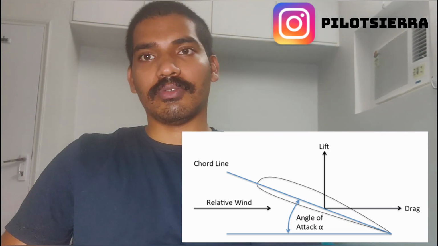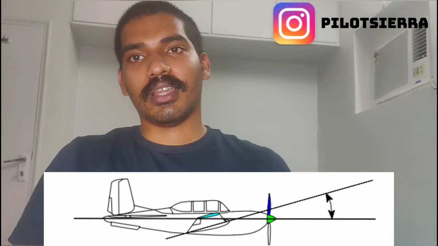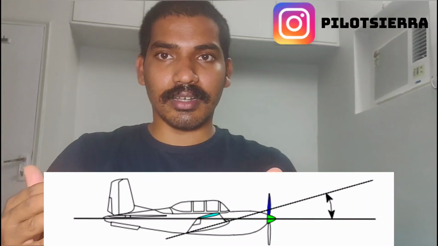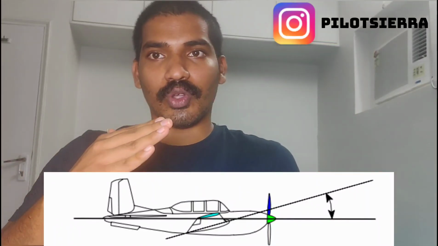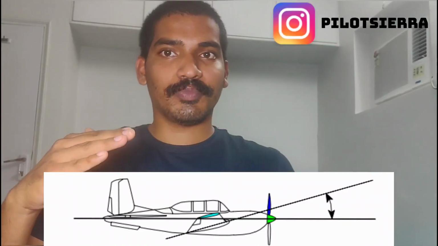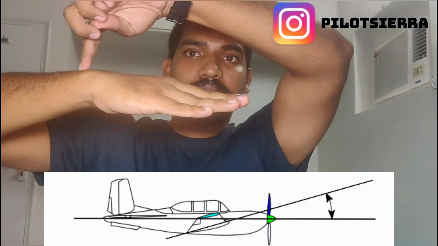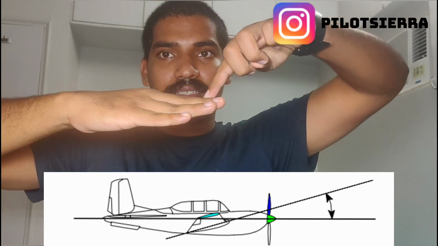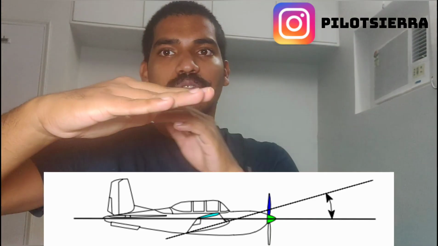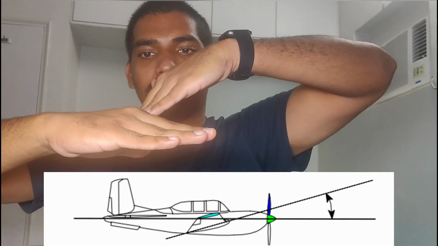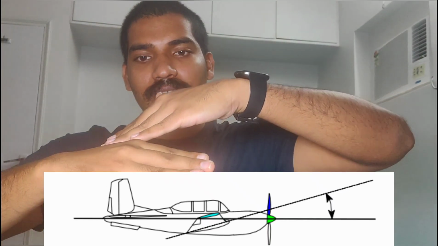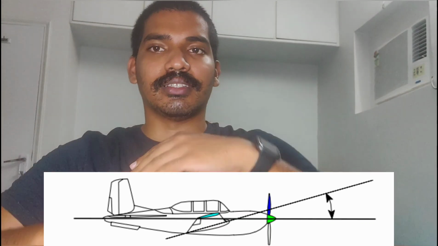Okay, so let's come to the angle of incidence. Angle of incidence is the angle which the wing or the chord is making with the longitudinal axis of the aircraft. So this is the aircraft, and you see the line, this is the longitudinal axis of the aircraft. Certain wings are at an angle with the aircraft, and the angle that it makes is the angle of incidence.